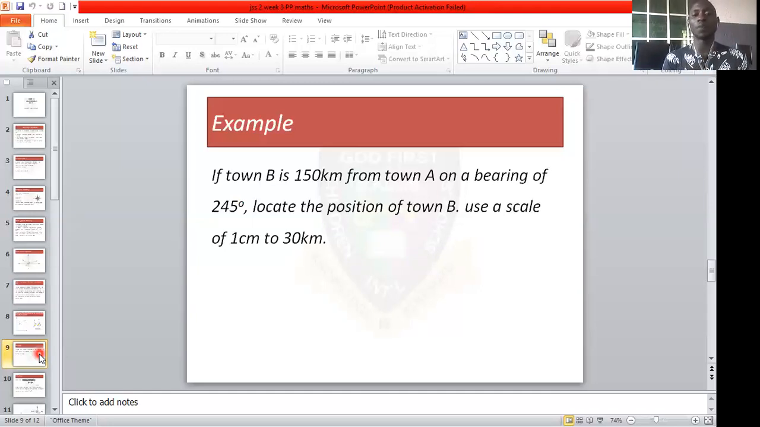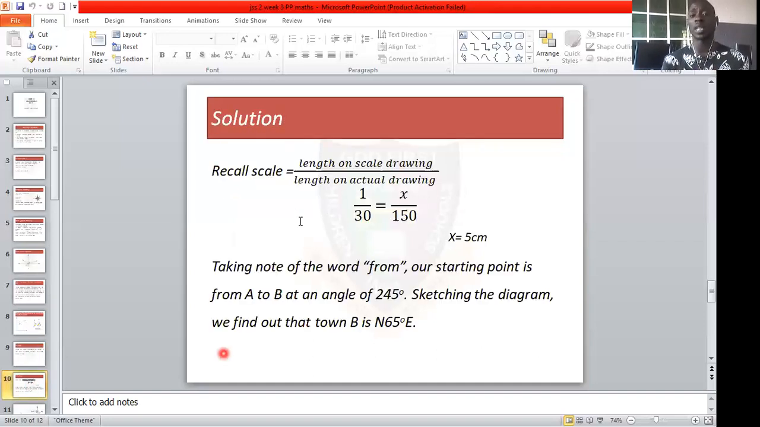So the location starts from A, 150 kilometers from A to B. So this is the solution. First, you calculate your distance. Convert the distance using the scale of 1 to 30. Length on scale drawing over length on actual drawing, that is the formula for scale. And we are given a scale of 1 centimeter to represent 30 kilometers. Which will now give us what?